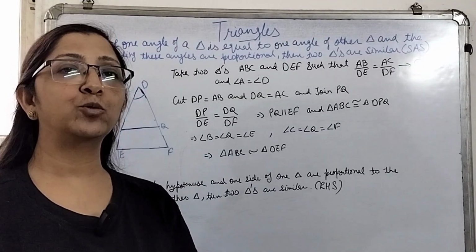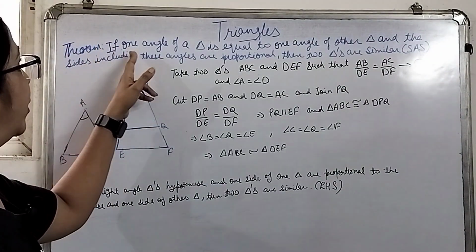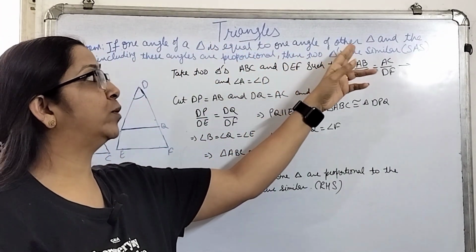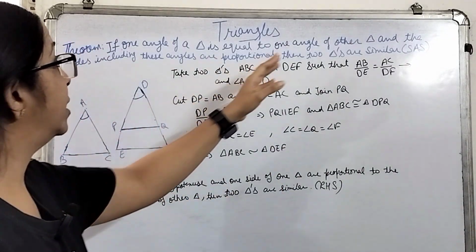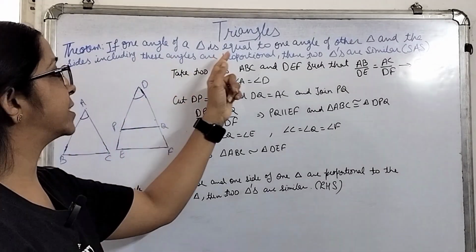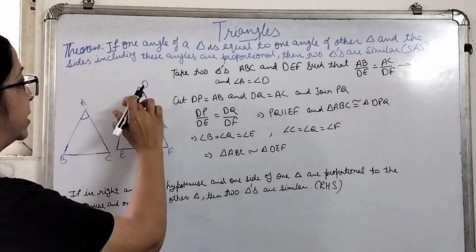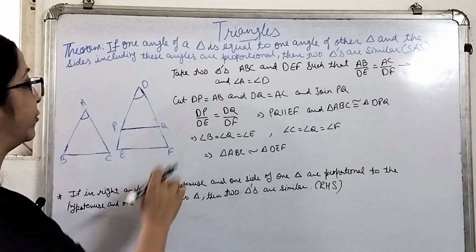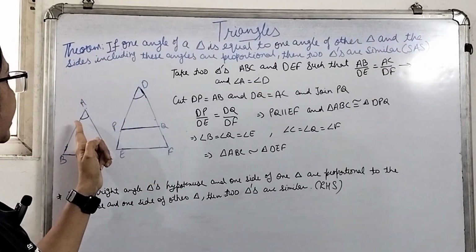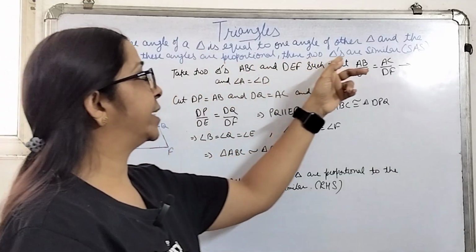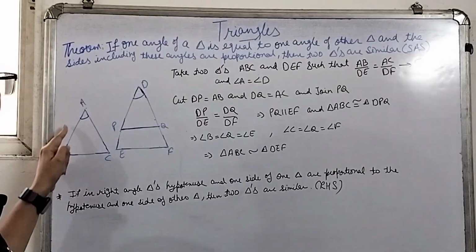Till now, we have seen two criteria of similarity of triangles. Let's see the third one. If one angle of a triangle is equal to one angle of another triangle, that means we have taken two triangles in which one of the angles are equal and the sides including these angles are proportional. That means this angle is included between the sides AB and AC, and this angle is included between the sides DE and DF. That means if AB over DE is equivalent to AC over DF and angle A is equivalent to angle D, in such case two triangles are similar, and this criteria is your SAS, side angle side.